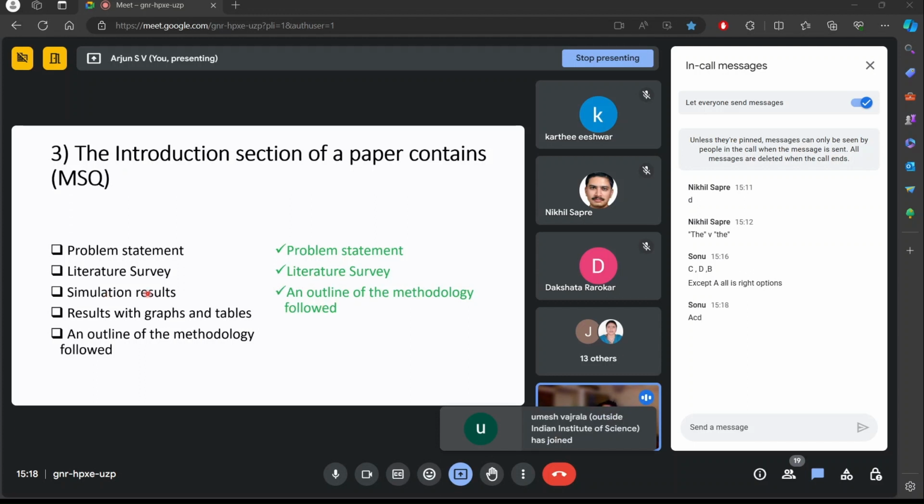Simulation results will come in the results part, where you will be discussing all the results, and results with graphs and tables will also come in the results. So no to A, C and D. Simulation results and results with graphs and tables will come in the main results part. In the introduction you will just be showing an outline of whatever you did and whatever you got. You won't be discussing the simulation results and results with graphs and tables in the introduction. So A, B, and E will be the correct options. Yeah, Nikhil and Sonu.